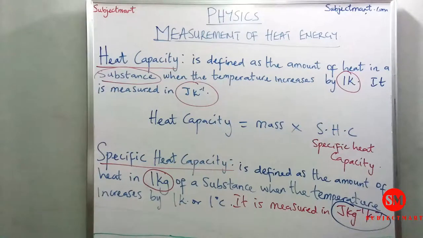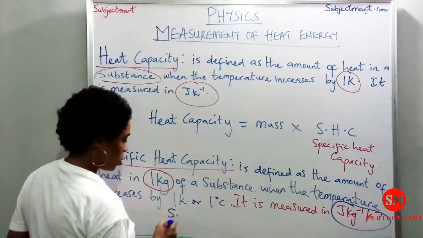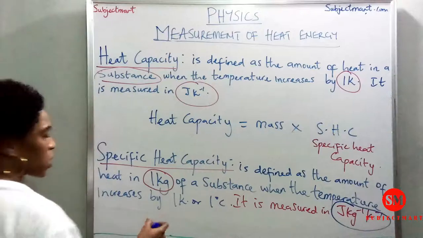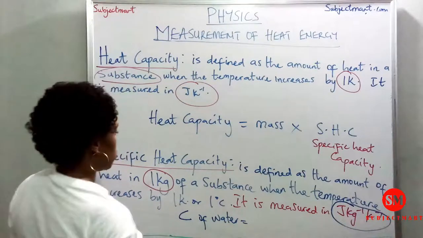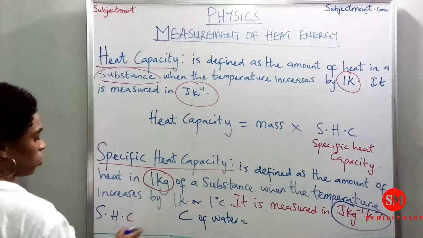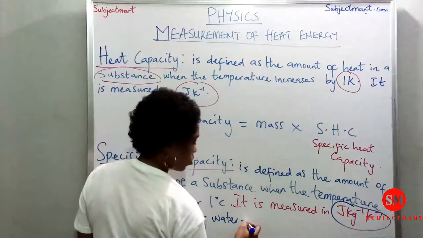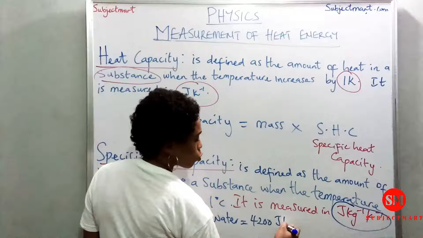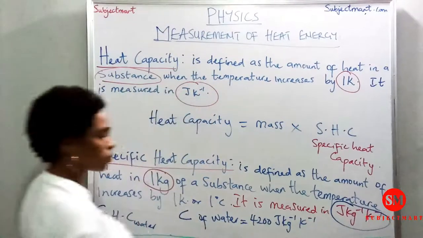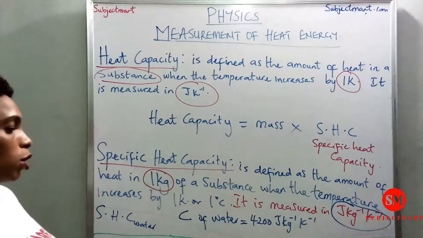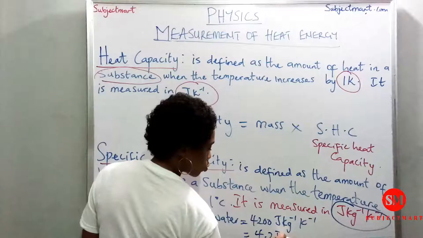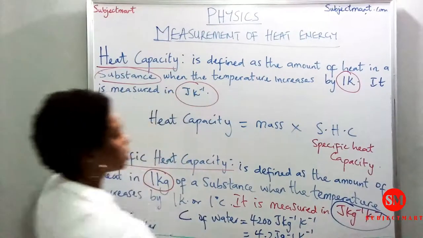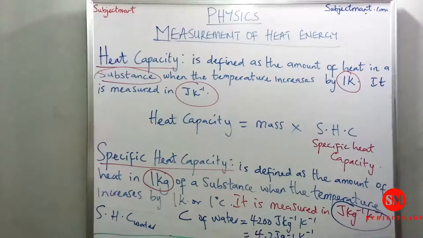Now, for water, the symbol for specific heat capacity is capital C. The SHC of water is equal to 4,200 joules per kilogram per Kelvin. But in some cases, you'll be given in grams. That is for kilogram, and that's going to be 4.2 joules per gram per Kelvin. I want to believe we can differentiate between heat capacity and specific heat capacity.